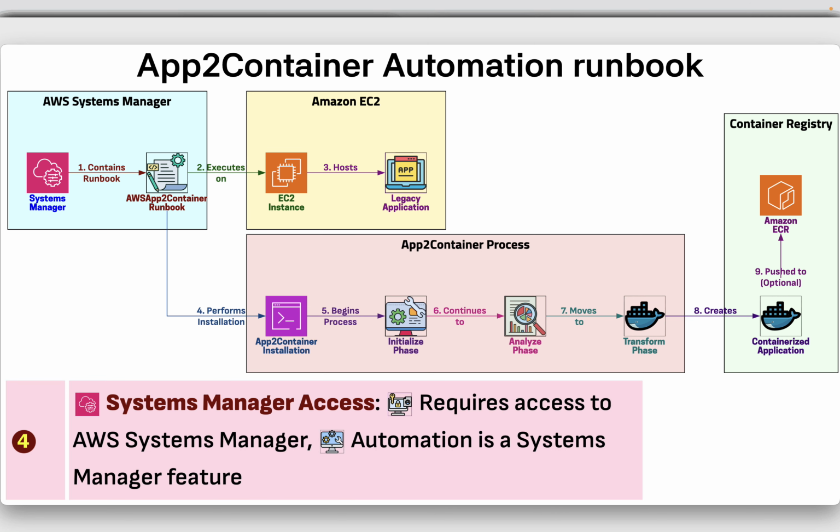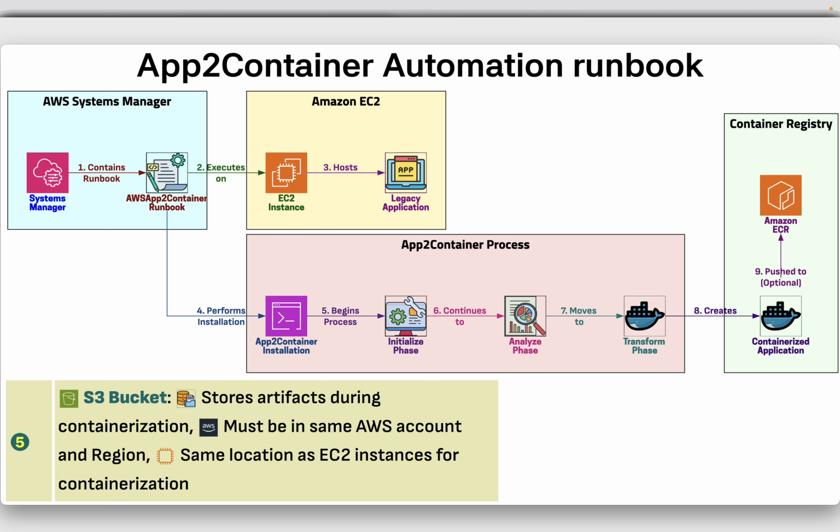To be able to use this automation runbook, you need to have the necessary access to AWS Systems Manager. Automation is a feature within Systems Manager. So if you have access from there, you just run it. It's just cloud-based. You run that particular runbook option and it will do all the rest for you.